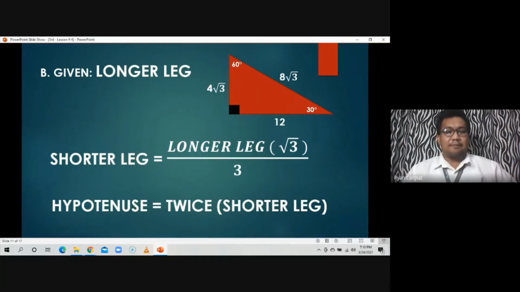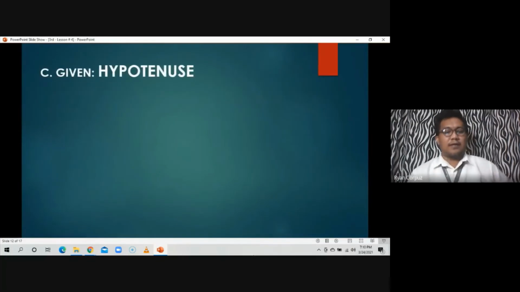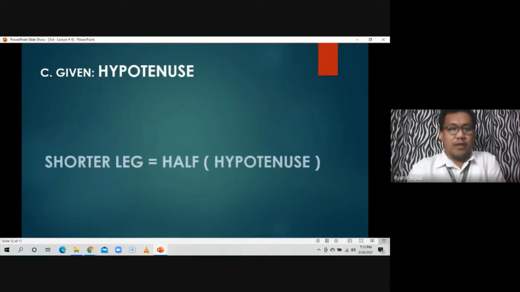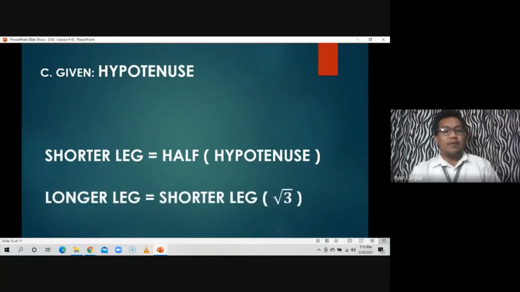Did you get that? Next, what if the given is the hypotenuse? If the given is the hypotenuse and you are asked to find for the shorter leg, so that is just half the hypotenuse. Shorter leg is half the hypotenuse. Kalahati ng hypotenuse, yun yung measure ng shorter leg. While for the longer leg, the shorter leg times the root of 3. Shorter leg times the root of 3.